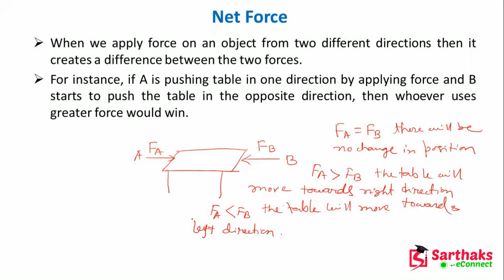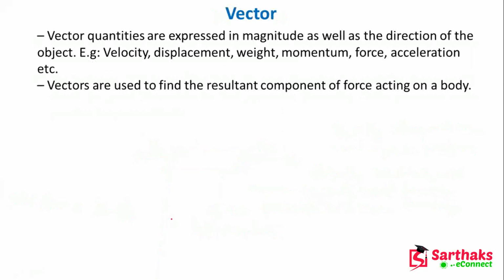That means if FA is greater than FB, then A will win. If FB is greater than FA, or FA is less than FB, B will win. Right? So this is the net force. The net force in this case equals FA minus FB.